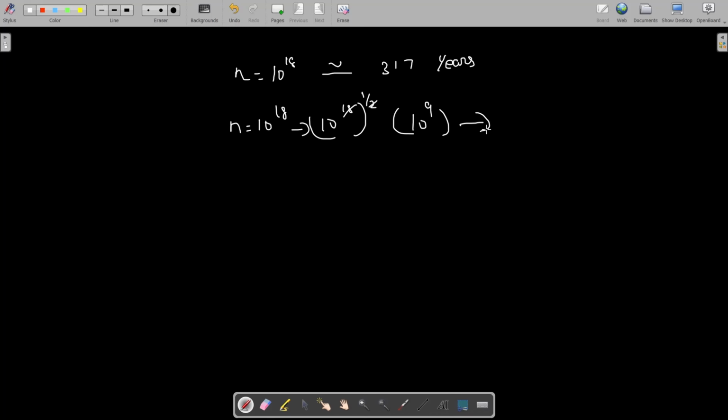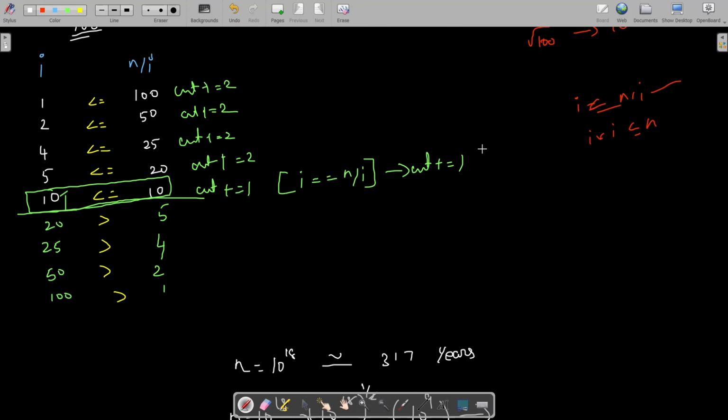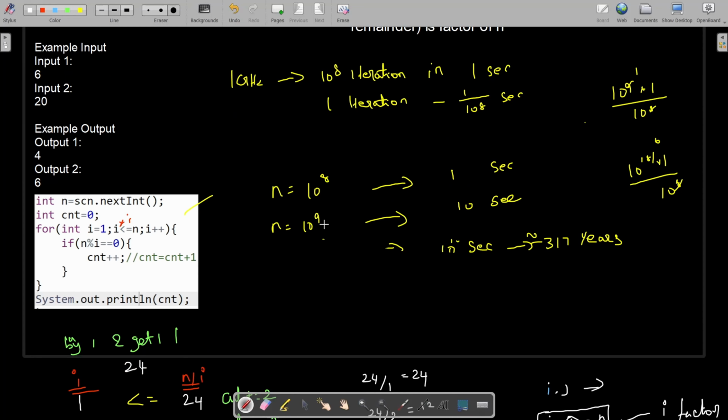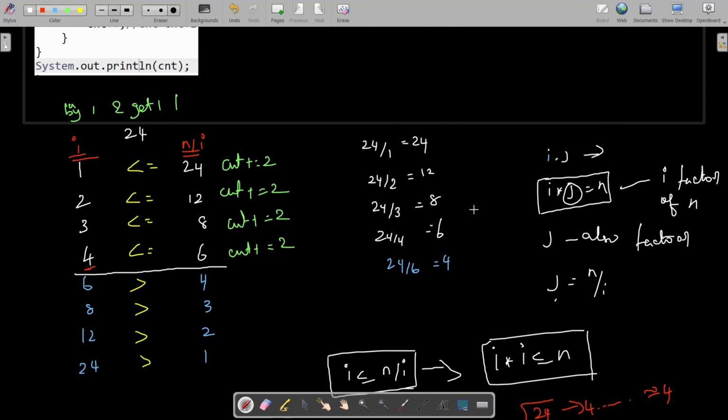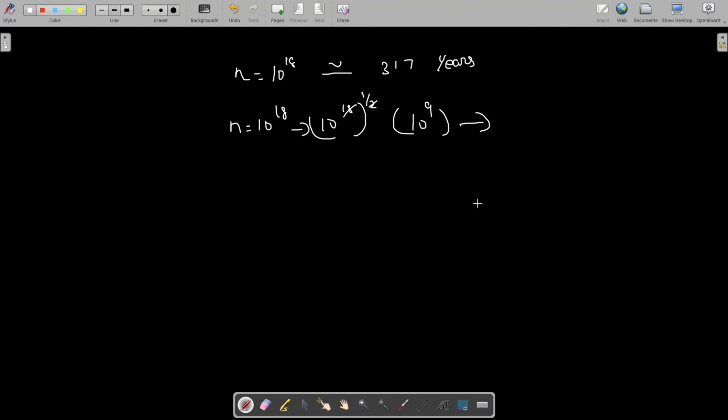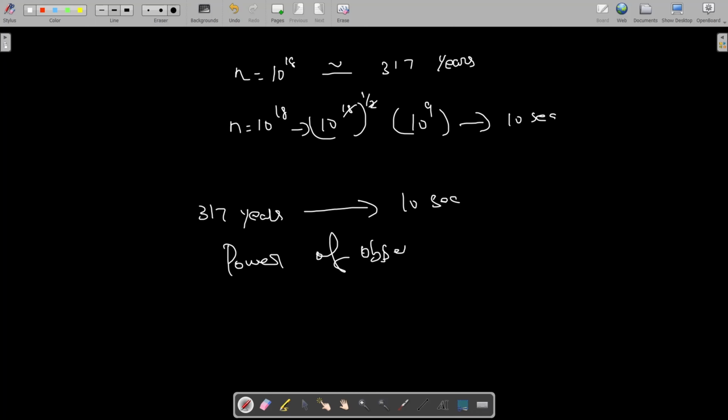So what will be the time for 10 to the power 9? See here, if your n is 10 to the power 9, it takes about 10 seconds. So from 317 years to 10 seconds. This is the power of observation, guys. That is why we have to optimize our code.